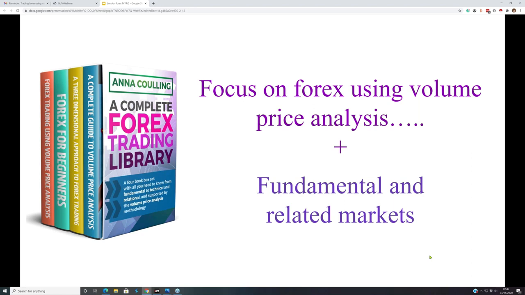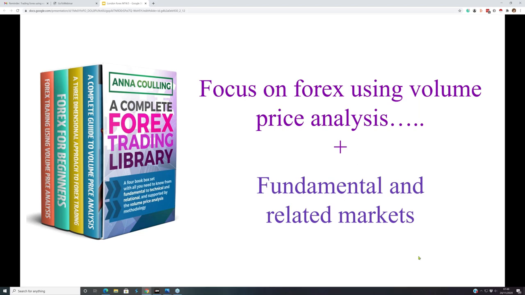And the support and resistance element of VPA is something that I particularly want to focus on in my section of this webinar, because it follows a little message that I got on Twitter from someone who has read not the Forex version of VPA, but the original book, which is a complete guide to volume price analysis, but the principles are exactly the same.